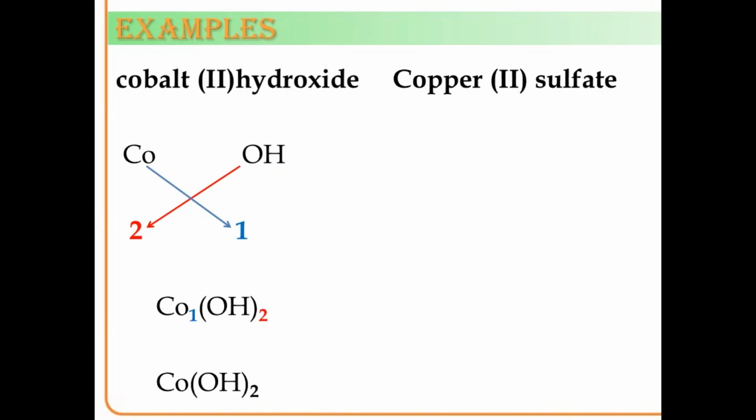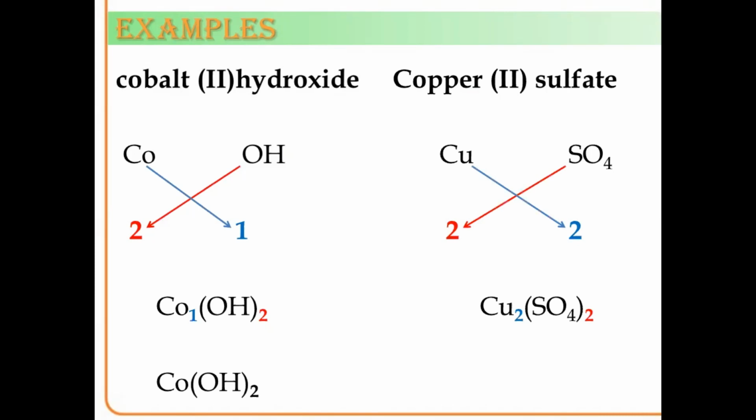Another example, copper 2 sulfate. This one is very common. Cu for copper, SO4 for sulfate. The valencies are 2 for both. We crisscross, write down the formula, simplify, remove the brackets, remove the numbers.